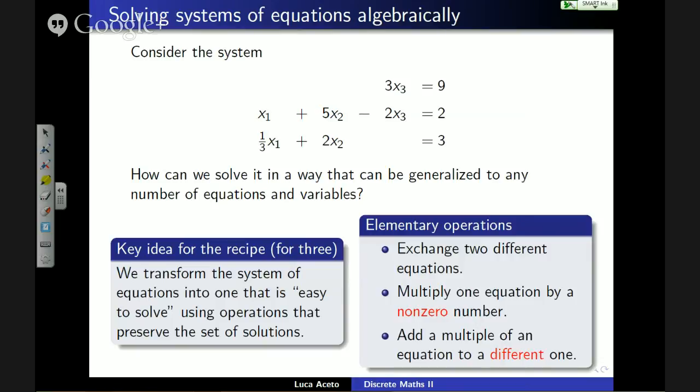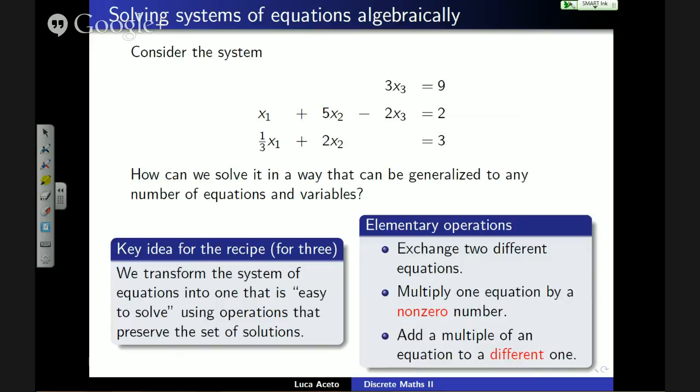So how do we do it? Here's the recipe. Surprisingly, perhaps not, it consists of 3 elementary operations. That's why it's a recipe for 3 people. It's a threesome. So what is it that you do? You're allowed to do the 3 following steps.